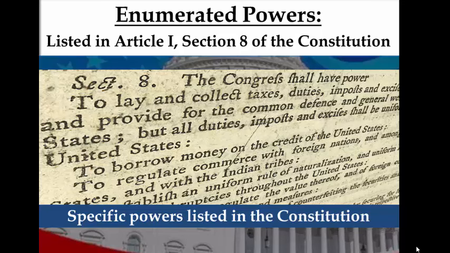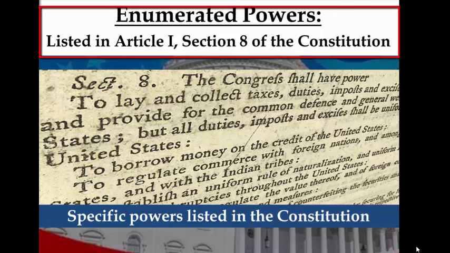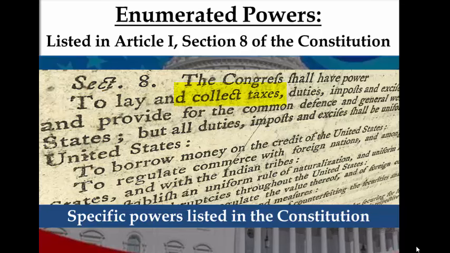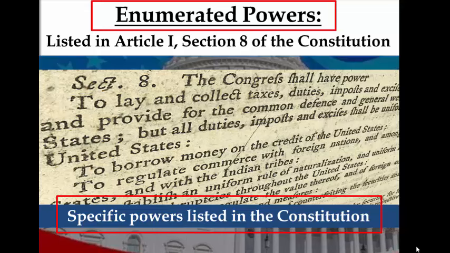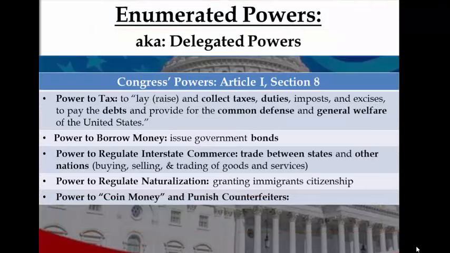And we're going to start with a phrase that you need to know for your state exam, and that is enumerated powers. These are powers that Congress has that are listed in Article 1, Section 8 of the U.S. Constitution. And you can see right here from the document, the power to lay and collect taxes, the power to borrow money, regulate commerce, make rules of naturalization. Again, these are specific powers listed in the Constitution, and we call them enumerated powers. Okay, so you definitely want to get a handle on what the specific powers listed are.